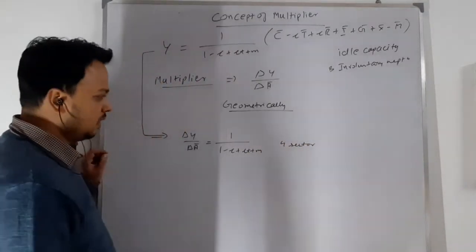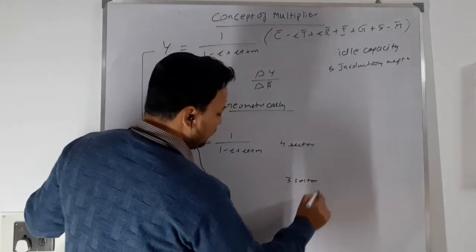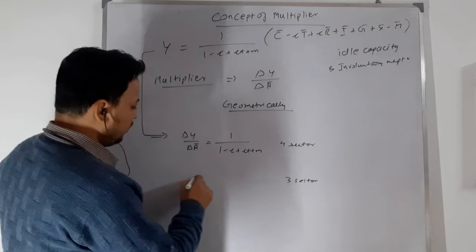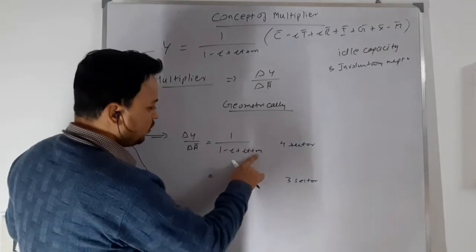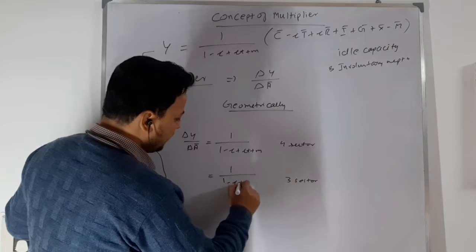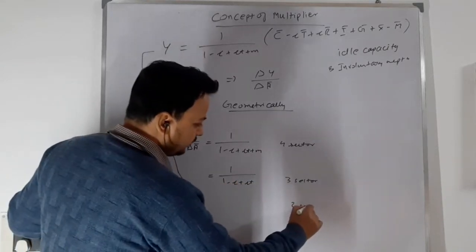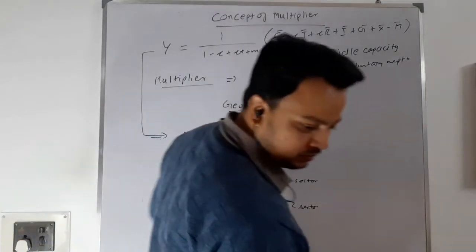When we have three sectors, that means household, firm and government, the value of the multiplier will be, because you don't have the import component, 1 over 1 minus c plus ct.